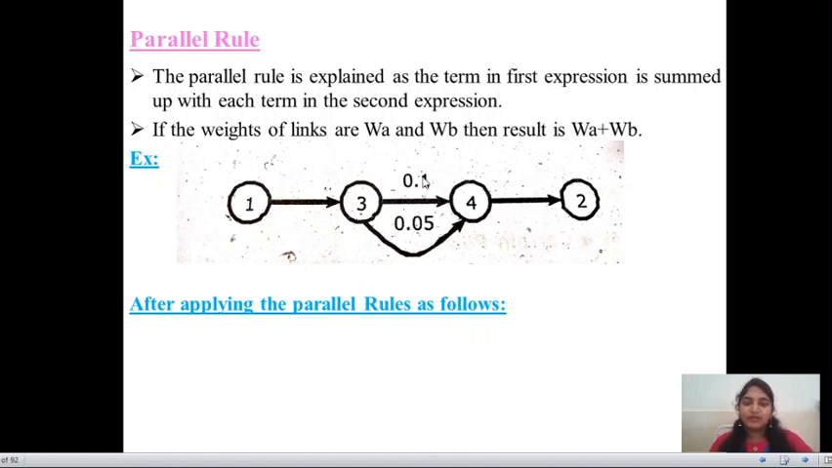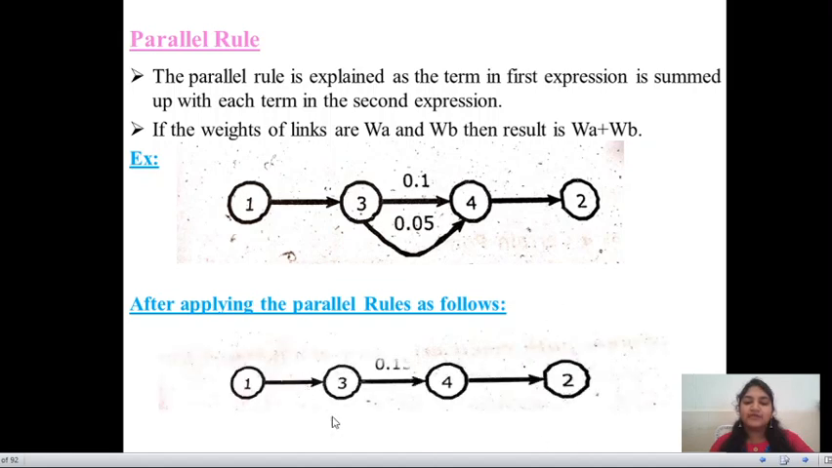So what is the rule? We want to define WA plus WB, or A plus B. So adding should be done: 0.1 plus 0.05. After applying the parallel rule, this is the flow graph we obtain. Removing the parallel link between 3 and 4, a direct link is assigned, and the value is 0.15, since 0.1 plus 0.05 is equal to 0.15. So this is the parallel rule.